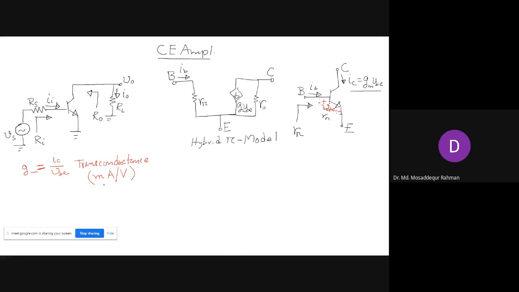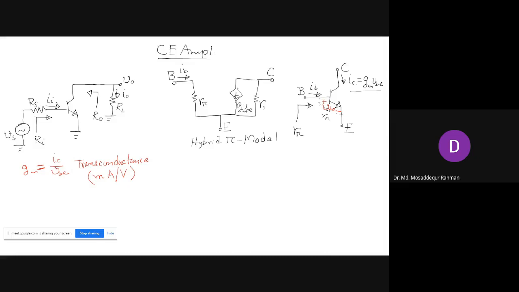Sometimes students make the mistake of taking the current in ampere and the voltage in volt, and then calculating the transconductance, but that will give you the wrong result at the end. So you have to take the current in milliampere, the voltage in volt, and then calculate the transconductance gm, and the unit will be milliampere per volt. Is that clear, guys? Any question?